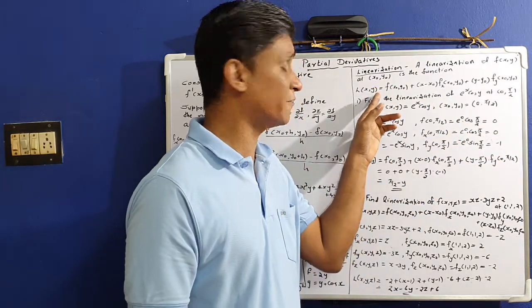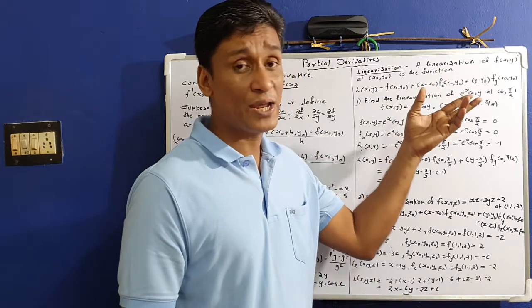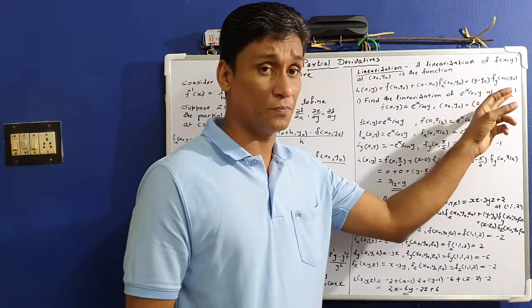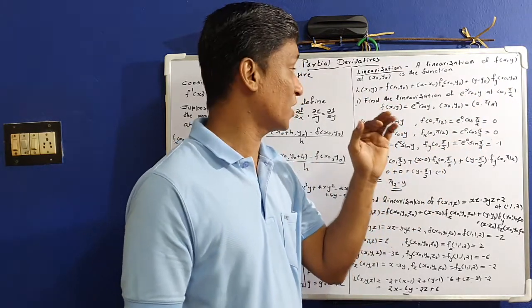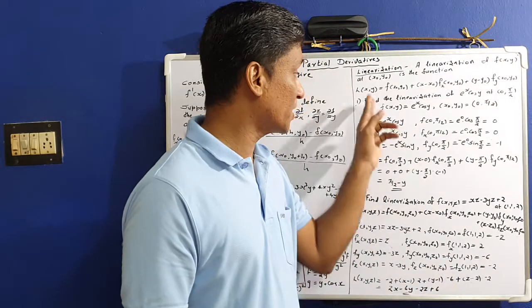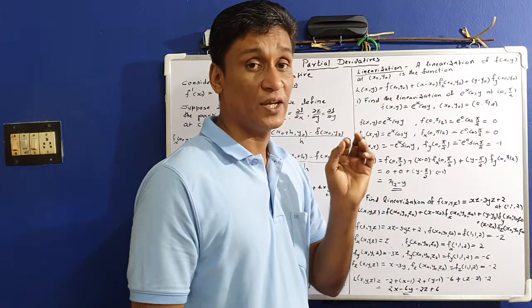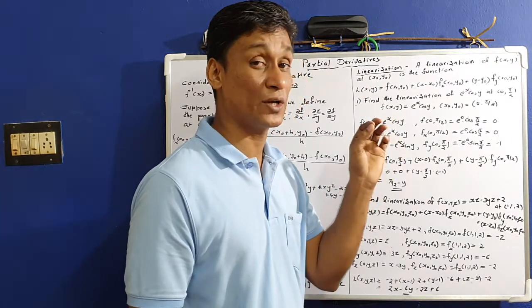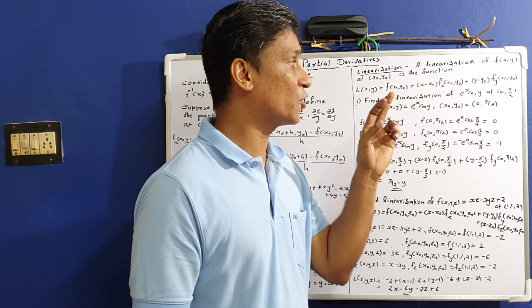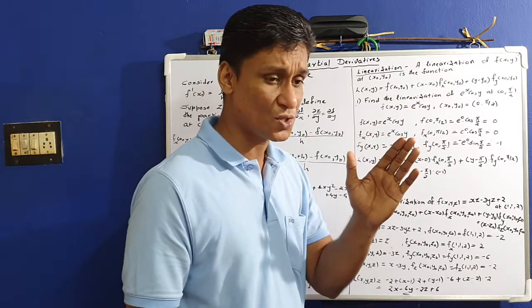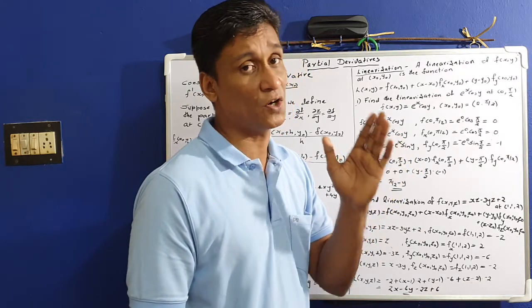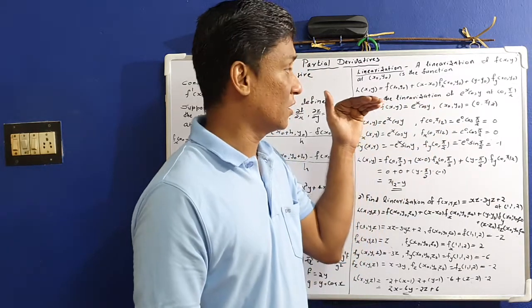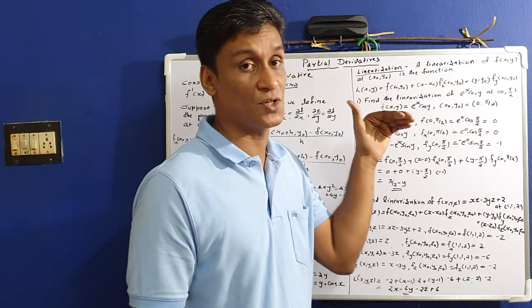Now if we extend this definition to three variables, or if we have to find the linearization of f of x, y, z, the only difference is you will get one more term. The linearization will be L of x, y, z equal to f of x0, y0, z0 plus x minus x0 into fx x0, y0, z0 plus y minus y0 into fy x0, y0, z0 plus one more term, z minus z0 into fz x0, y0, z0. This is the only difference between the linearization of a function of two variables and of three variables.